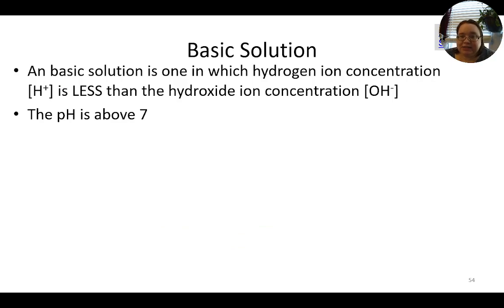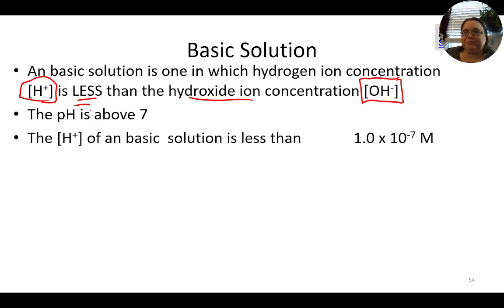So a basic solution is the exact opposite of an acid. Bases, you might remember from physical science, have a pH above 7. But in terms of their concentration, the hydroxide ion concentration is the one that is in larger quantities. So we have more hydroxide ions and fewer hydrogen ions or hydronium. Again, remember, H+ and H3O+ are interchangeable.